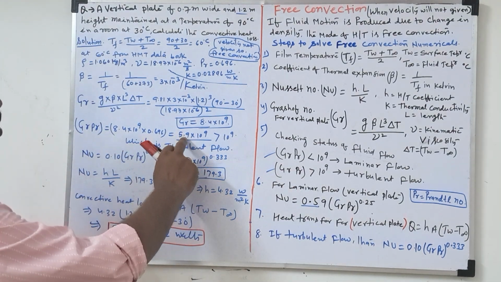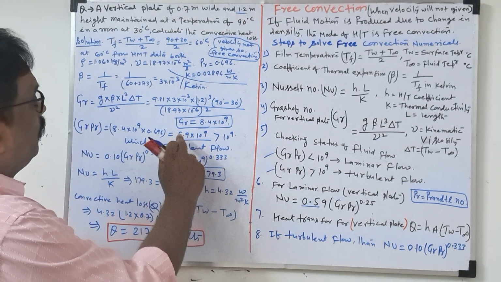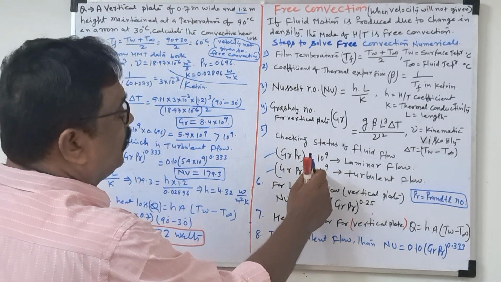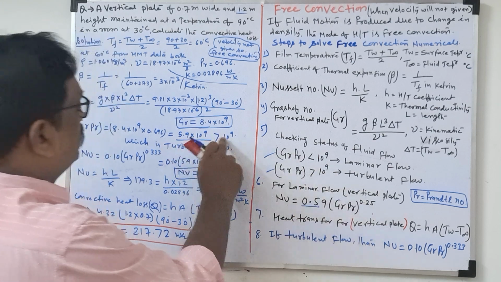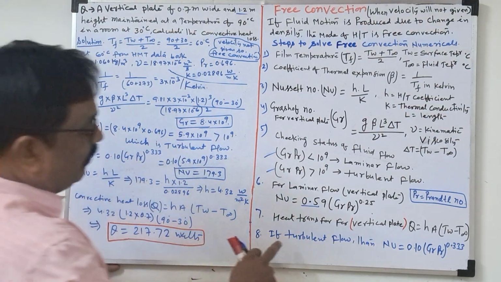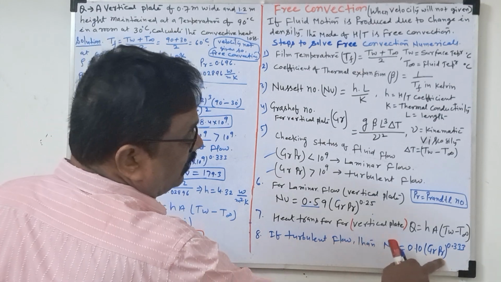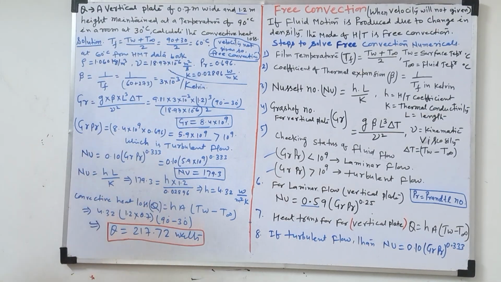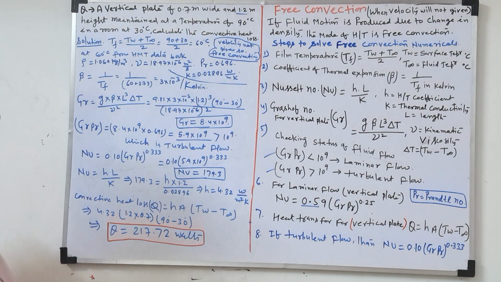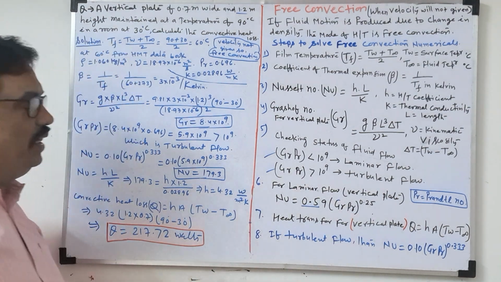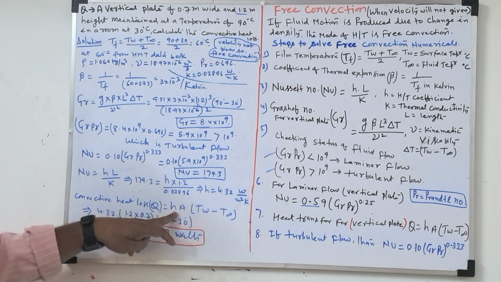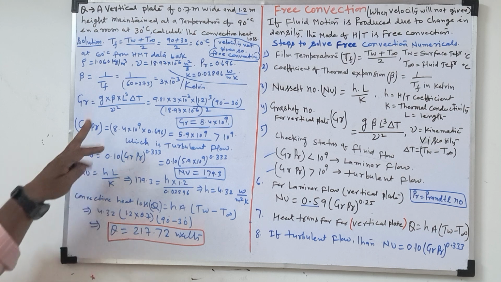Here the value is 5.9 into 10 power 9, which is greater than 1 into 10 power 9, so this is turbulent flow. Now we have to see the turbulent flow Nusselt number formula. This will be there in the data book only, in the free convection section, near pages 144, 145. Substitute and find the heat transfer coefficient. Substitute the heat transfer coefficient in the convective heat loss, and you will get the answer.